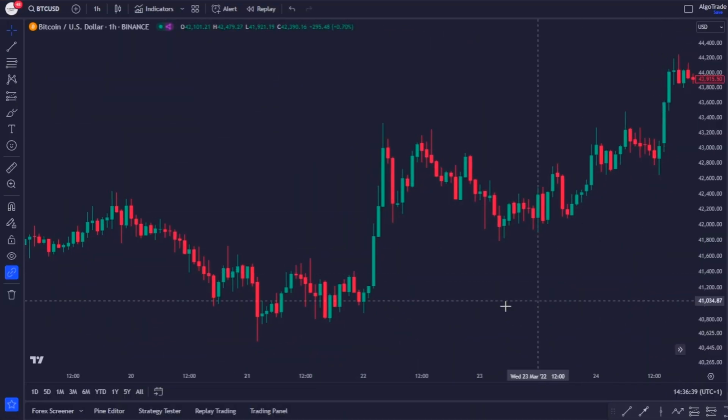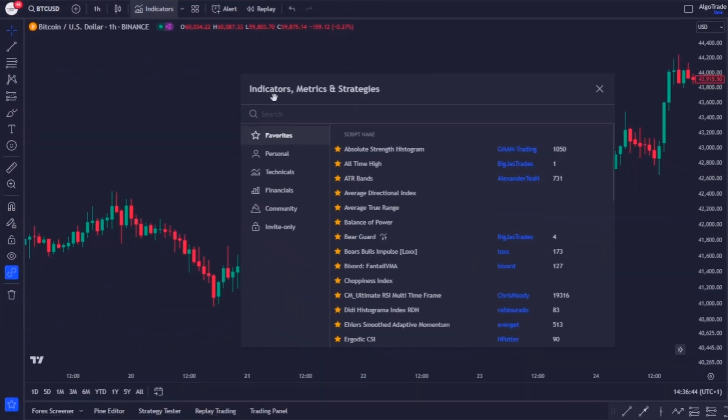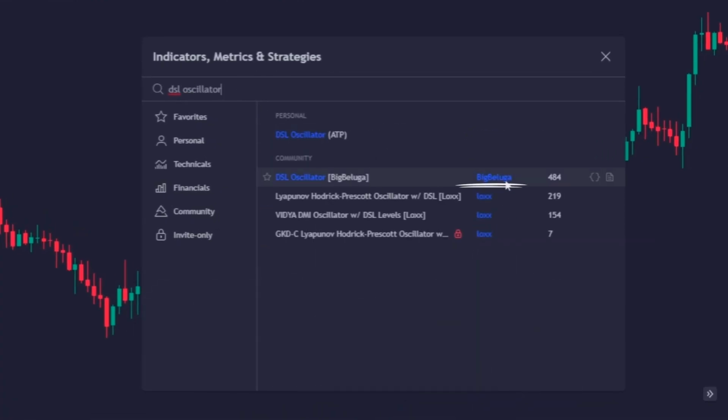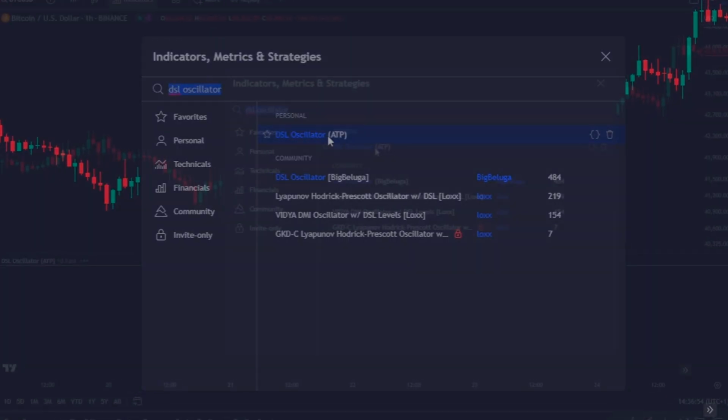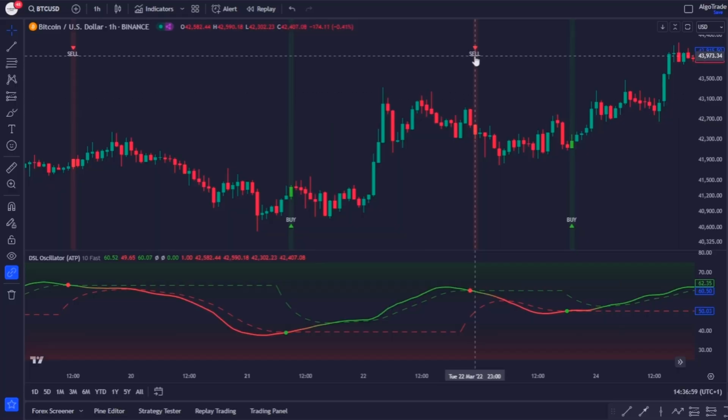Let's start by adding the indicator to our TradingView charts. First, click on Indicators, then type DSL Oscillator and you will find this option by Big Beluga that you can use. But in my case, I will use a slightly different version of this indicator I coded myself, which makes the buy and sell signals more clear on the chart.